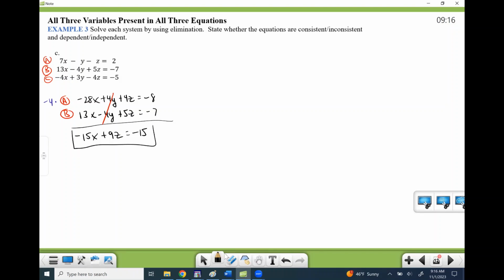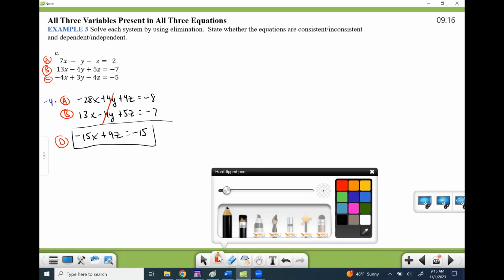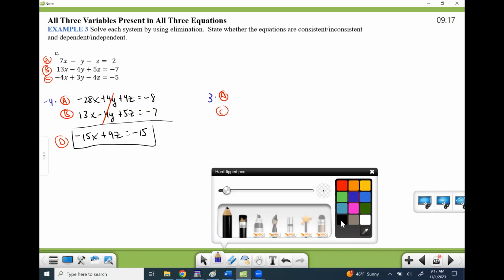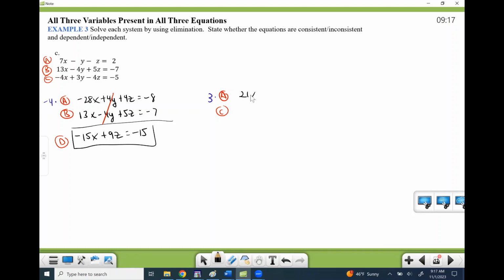We'll box this and call this equation D. And remember, if you get rid of y's, you've got to get rid of the y's again. So now we're going to put equation A and equation C together. If the bottom one's a 3, then I want the top one to be a -3. So I'll just multiply by a 3. We're putting A and C together, but we're going to multiply equation A by 3. So 7 times 3 is 21. -1 times 3 is -3. And 2 times 3 is 6.